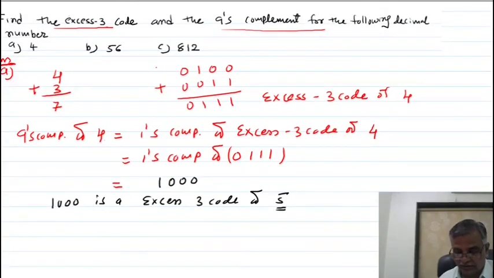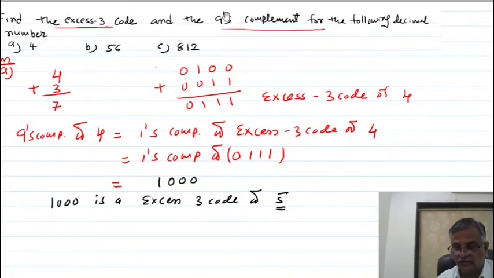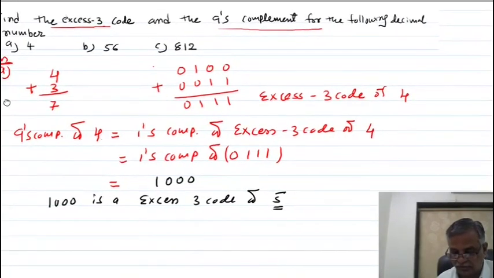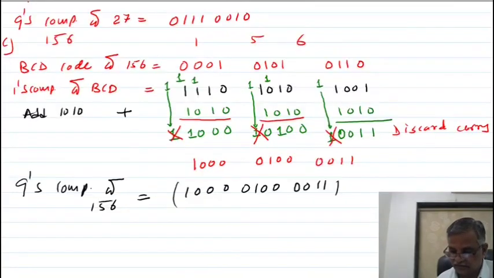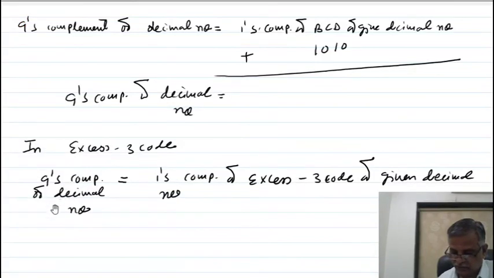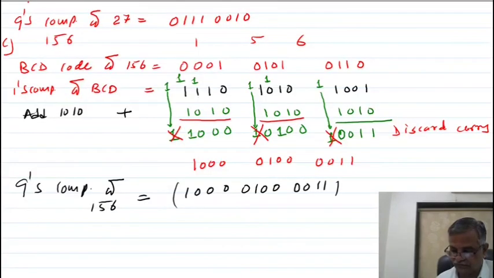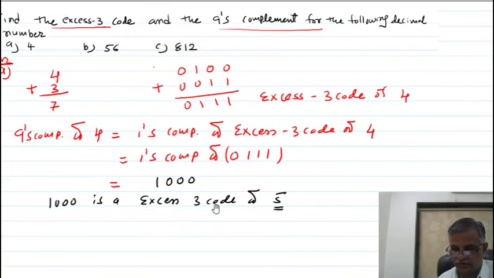Listen, what is the way I did here? Find the XS3 code. So I find the XS3 code of this. Find the 9's complement. Look here, we have written 9's complement like this, in a previous page. 9's complement of the decimal number is the first complement of XS3 code. So that we have done here. Okay. Let us do the second numerical.